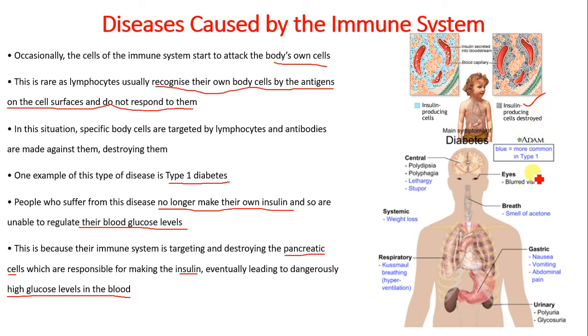Now, what are the symptoms of type 1 diabetes? Some of the symptoms are blurred vision, breathlessness, nausea, vomiting, abdominal pain, and urinary infections, such as glycosuria, where the urine has a high amount of glucose. They also suffer from weight loss and hyperventilation. If this comes out, just remember to list three. At most it won't be more than 4 or 5 symptoms of diabetes.